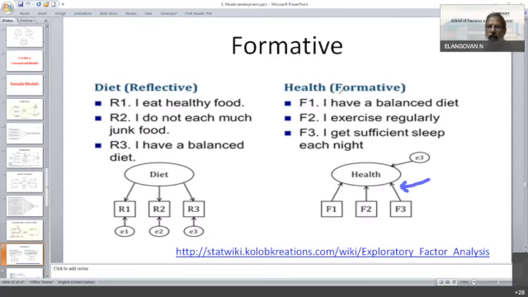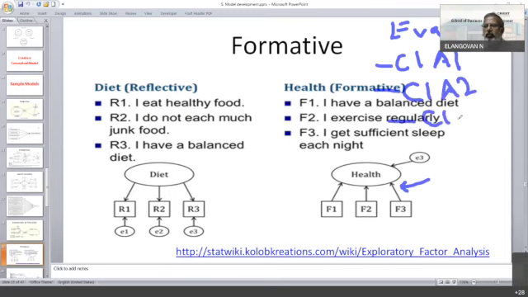A formative construct is like, we can say, evaluation of a subject. Evaluation of a subject, that is a latent construct. Then we will have CAA 1. That is one component. Then we will have CAA 2. Then we will have CAA 3. CAA is the continuous internal assessment. So continuous evaluation we are doing.